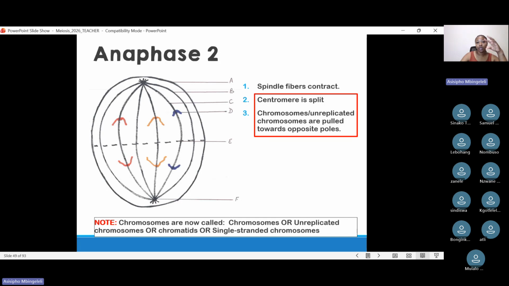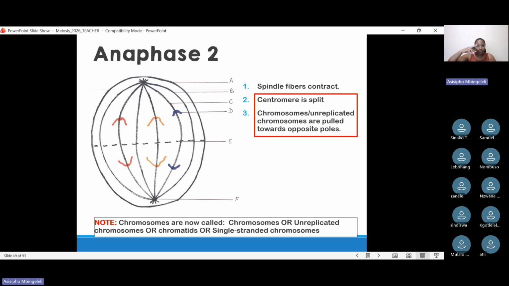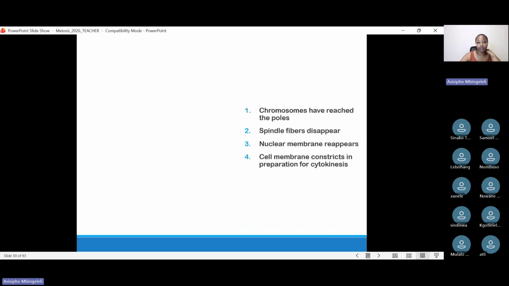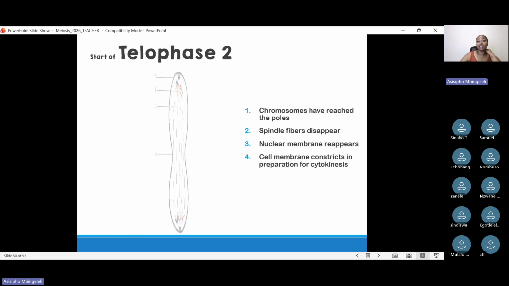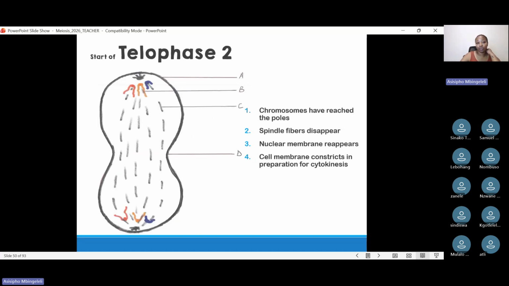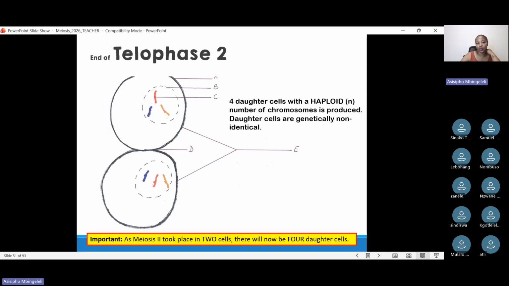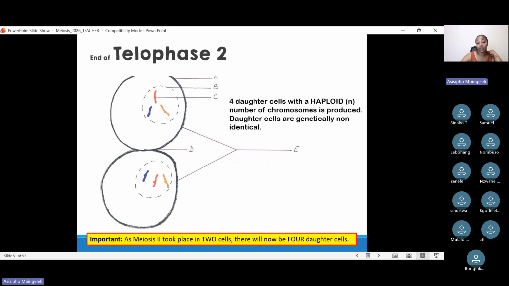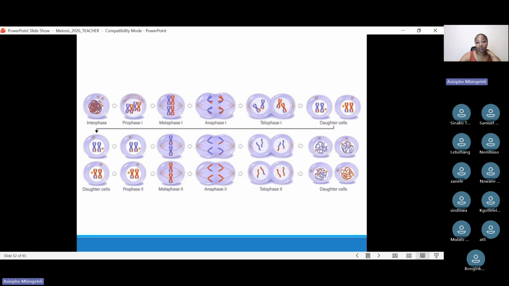In anaphase 2, spindle fibers will contract and they are going to split the centromere, leading to chromatids or unreplicated chromosomes. Even if you just say chromosome, unreplicated chromosomes being pulled towards opposite poles. Remember, in anaphase 1, it was the whole chromosome that got pulled to opposite poles. Now, this is the end of telophase 2. So yes, you're seeing 2 cells here at the end of telophase 2, but there's actually 4, because we just used an example of 1 cell from the 2 cells. So at the end, it will be 4 cells. This is what we have.